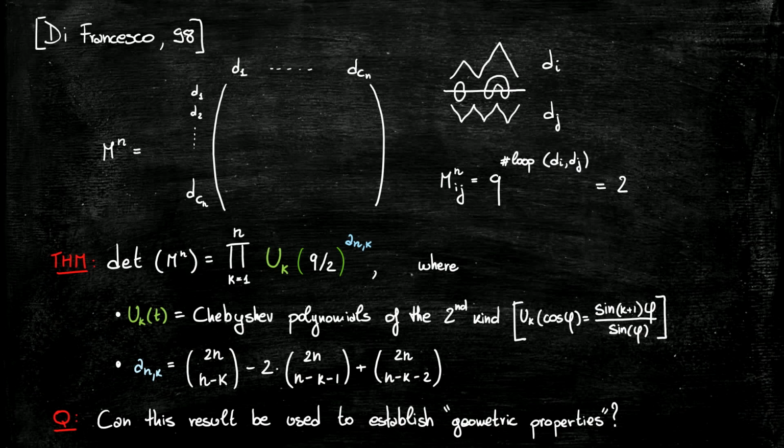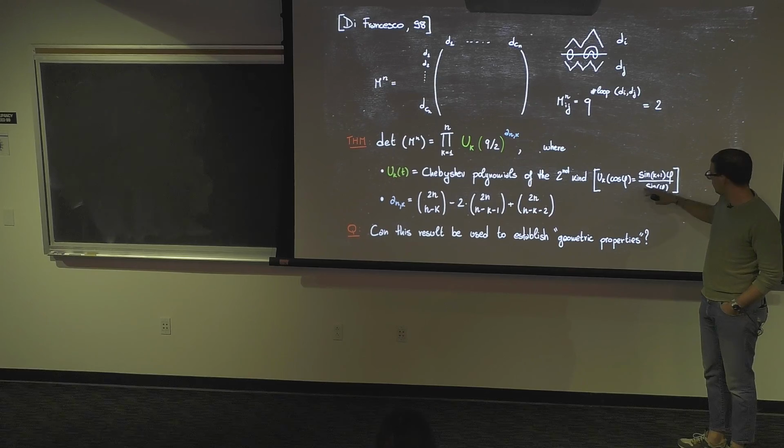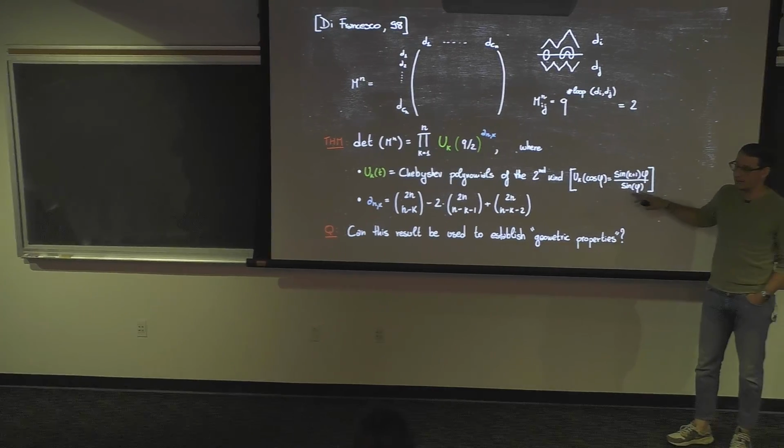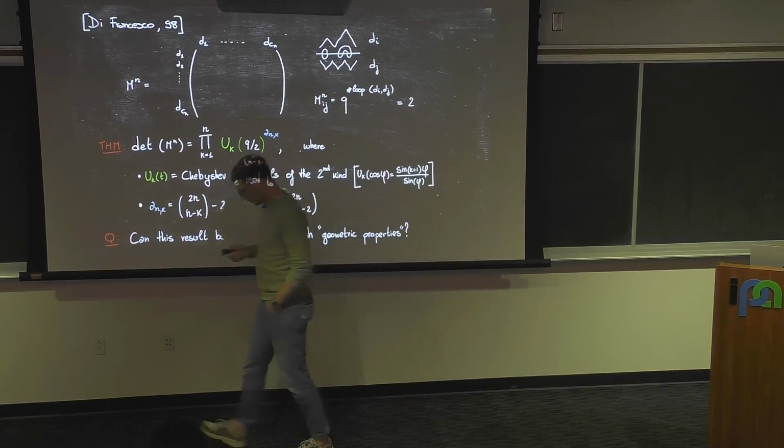Q is a parameter. No. Here there is no Q. Here it's just how they are defined. It's just the definition of this polynomial.